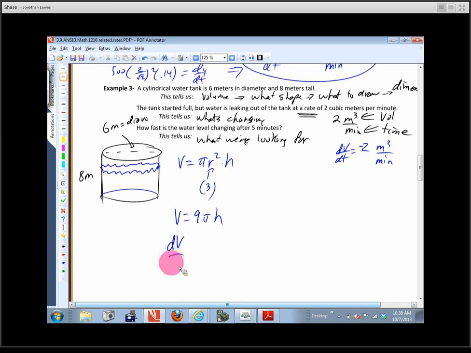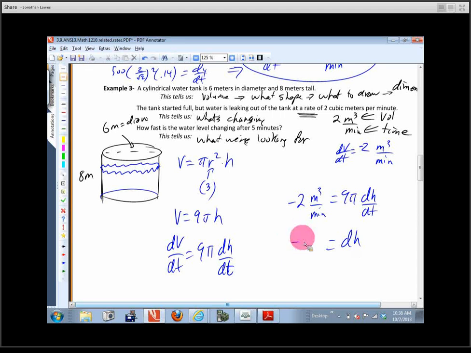Look at this. dV dt equals 9 pi, oh gosh, this is just dH dt. How many variable parts to this related rate equation? 2. How many did they give us? 1. Let's plug it in. So this is going to be negative 2 meters cubed per minute. This is going to be 9 pi over here, and I get dH dt. So when I finish this off and solve this algebraically, I'm going to have negative 2 over 9 pi.